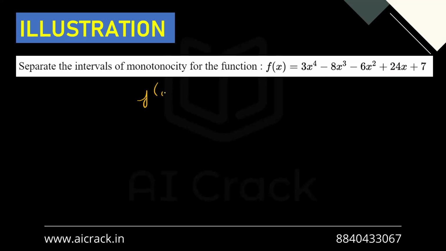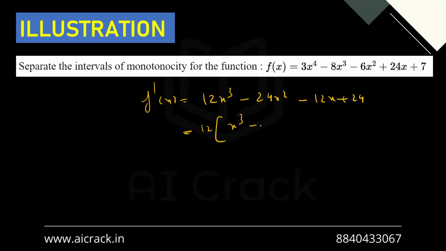So f dash x, that would be 12x cube minus 24x square minus 12x plus 24. Okay. Now we have to find out the signs of f dash x based on which we can separate the intervals, right? So we can take 12 as common over here. This would be x cube minus 2x square minus x plus 2.